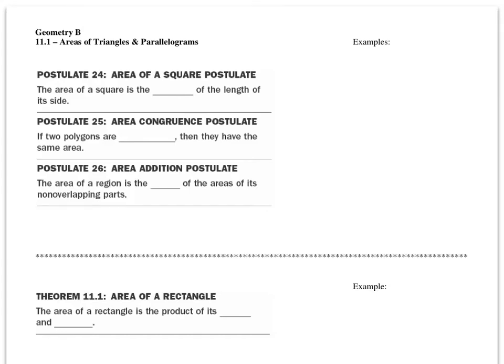Hi class, this is 11.1, areas of triangles and parallelograms. So postulate 24 says, here is the area of a square postulate. The area of a square is the square of the length of its sides.